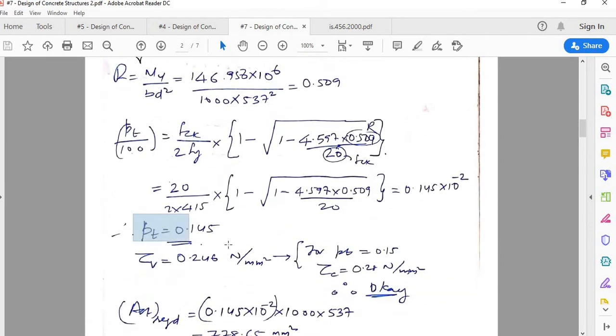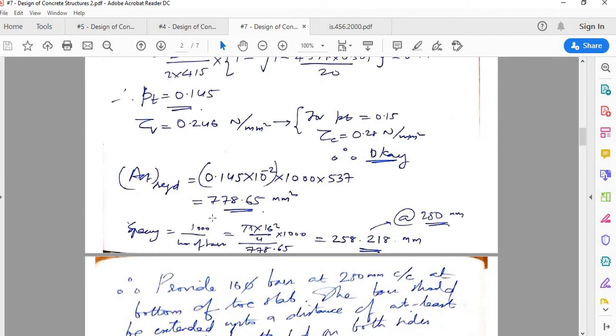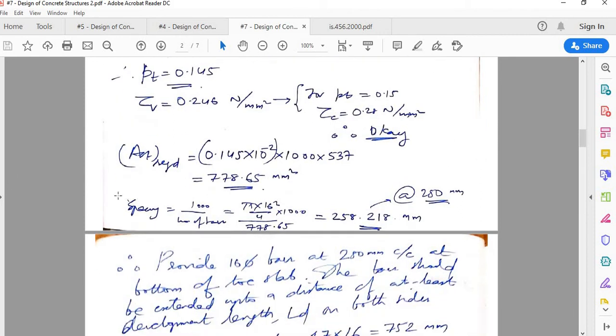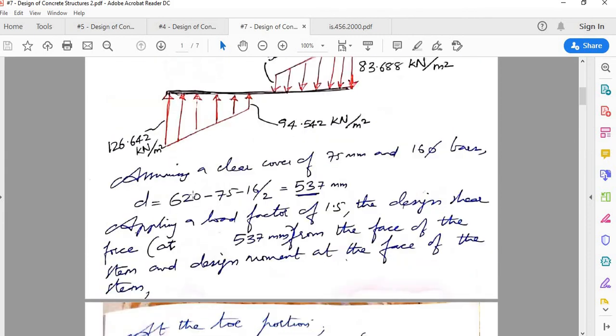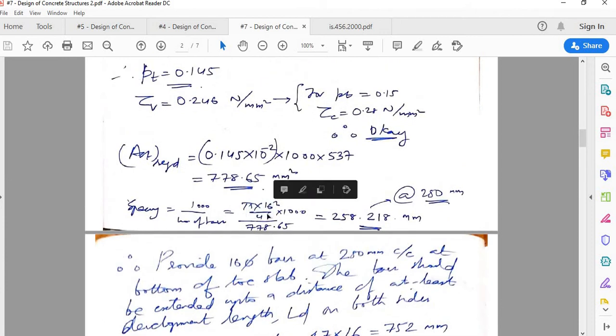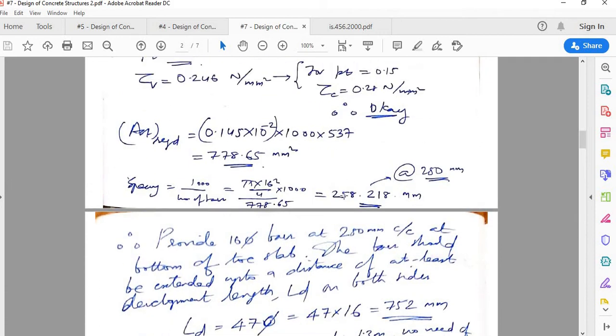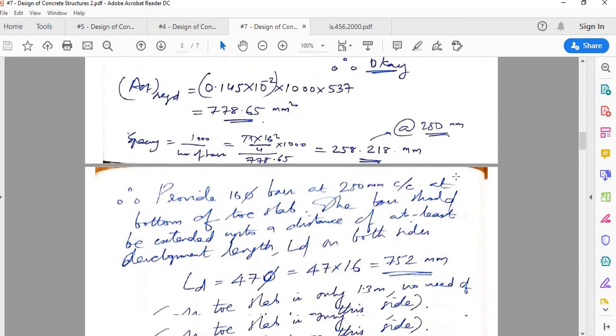For bending you are getting this much pt. So for that pt you can calculate spacing. Remember, when calculating effective depth, we had assumed 16 dia bars. So you will get the area of one bar, and from the number of bars formula, you can get the spacing. So spacing is coming out to be 258.218 mm. You round it off to 250 mm, to the lower side, so that it is conservative. So that is the design of the toe portion or toe slab.